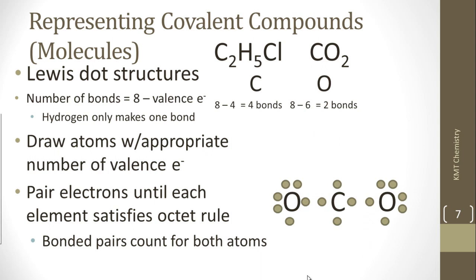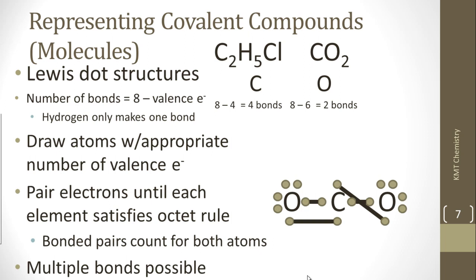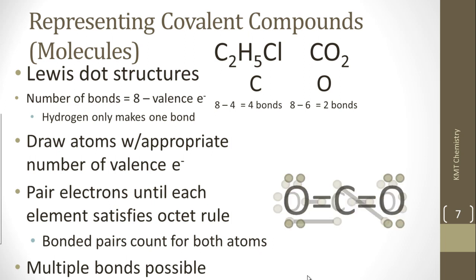A second example is carbon dioxide. As you can see, carbon needs to make 4 bonds, oxygen, each one needs to make 2 bonds. So the first set of bonds you make are shown here. However, the octet rule is not satisfied for any of the atoms present, so sometimes when drawing a molecule, you'll need to make multiple bonds. Double and even triple bonds are possible, but don't go any higher than a triple bond.